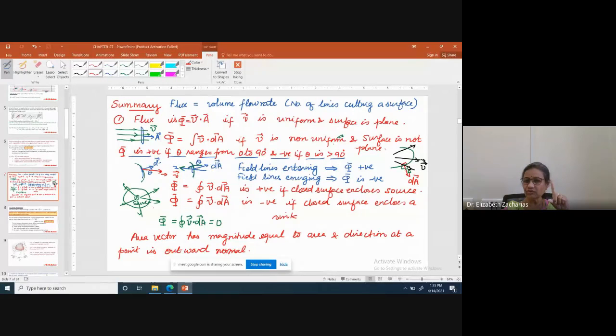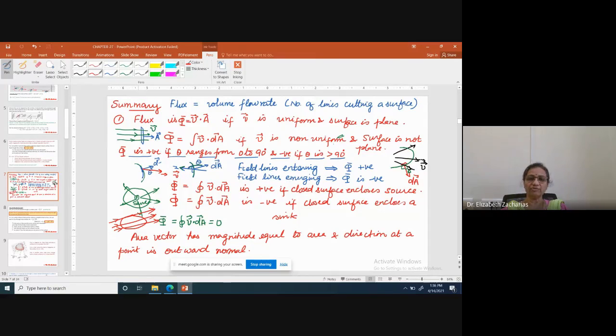And in the first class, I also said something. Flux can be pictorially represented by the number of field lines cutting through a surface. Now, if I'm going to take a closed surface where there are no source or sink, then the number of field lines going through it will be like this. Three lines are entering, three lines are emerging, like in this picture.